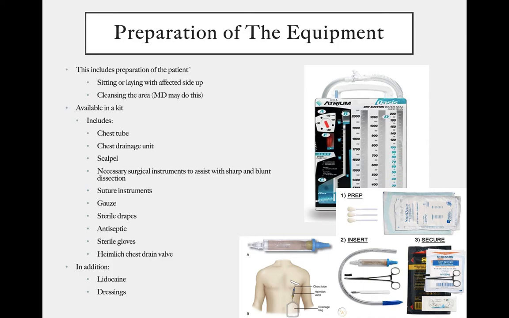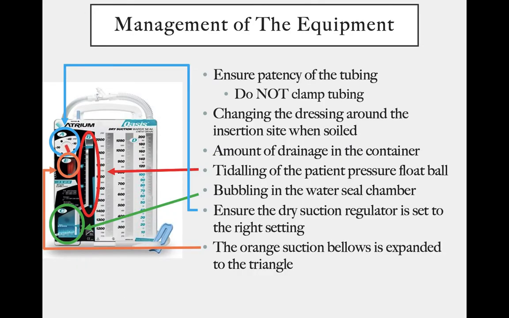We should also keep an occlusive dressing, like a gauze soaked in Vaseline bandage, next to the bedside in case the chest tube is removed by accident. This can be used to seal up that insertion site. So the nurse will also be involved in the management of the equipment, so ensuring patency of the tubing.